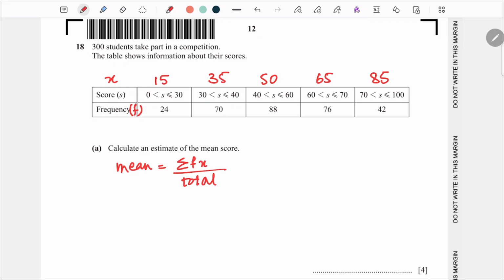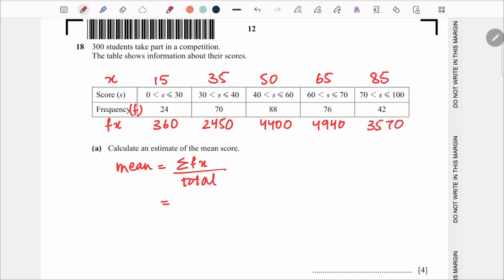Then we have to find out fx. Fx for each individual. 15 multiplied by 24 is 360. 70 multiplied by 35 is 2450. 88 multiplied by 50 is 4400. Then 76 multiplied by 65 is 4940. And 42 multiplied by 85 is 3570.